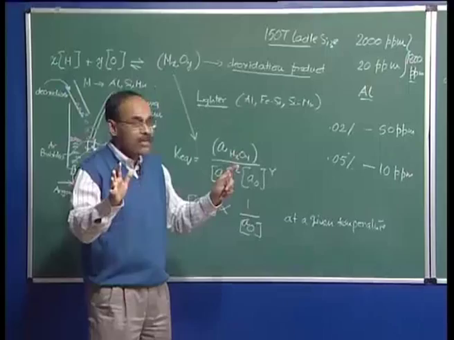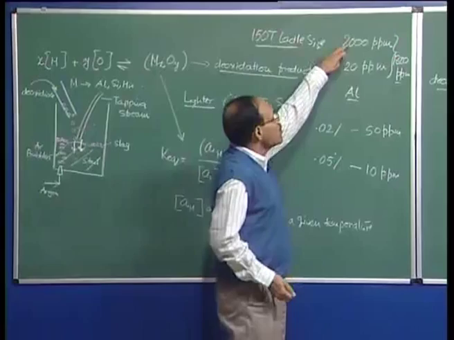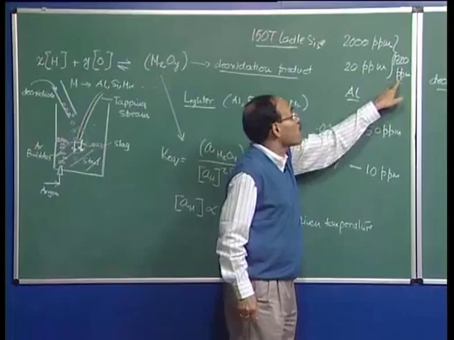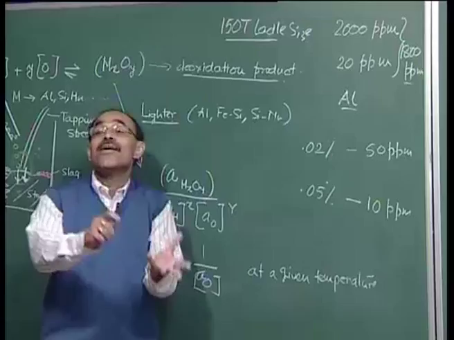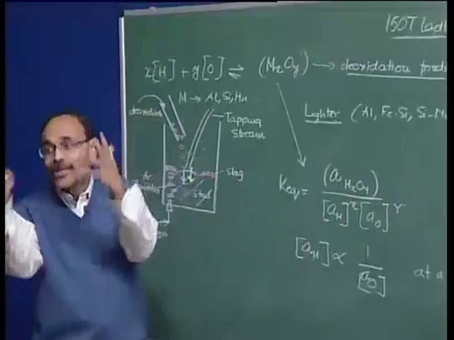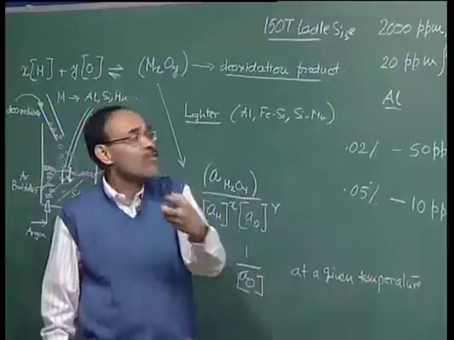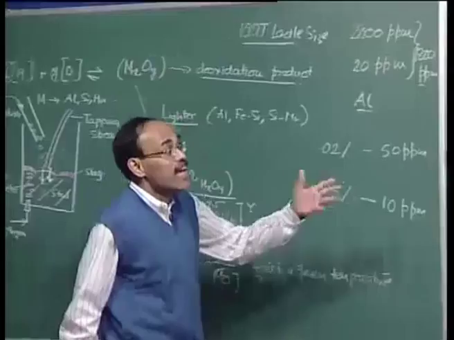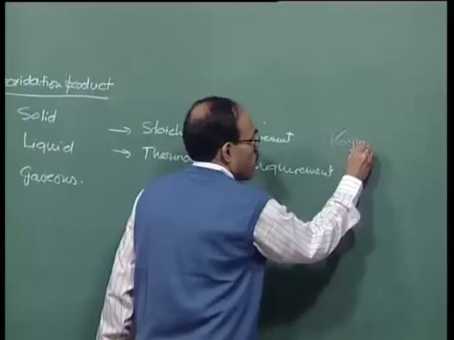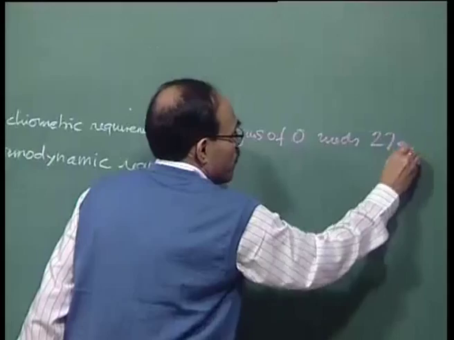So, I know that 1800 ppm oxygen is to be eliminated, and this 1800 ppm oxygen with respect to the 150 ton ladle size can be translated to so many kg of oxygen. Then, by using the relationship that 16 kg of oxygen will require 27 kg of aluminium, I will be able to immediately calculate how much aluminium is going to be required to remove the oxygen present in the bath corresponding to 1800 ppm. And this I call the stoichiometric requirement. 16 grams of oxygen needs 27 grams of aluminium, and on the basis of this you will be able to carry out the calculation.